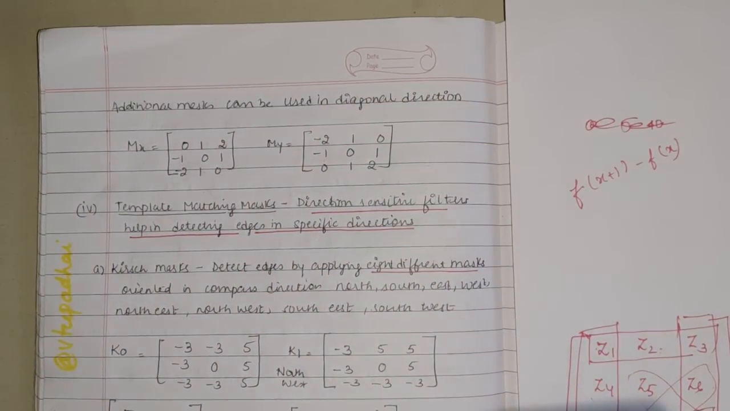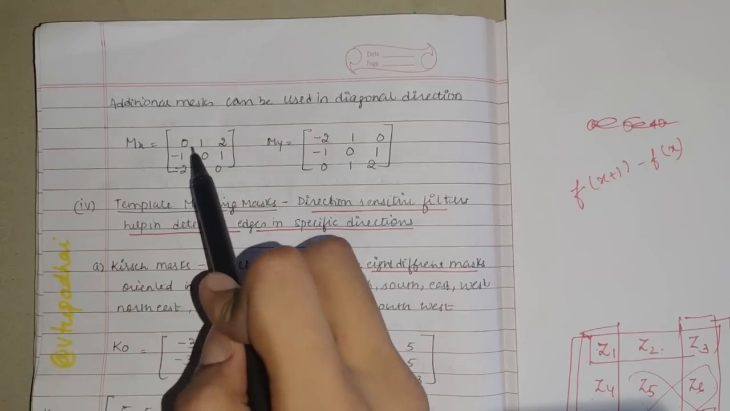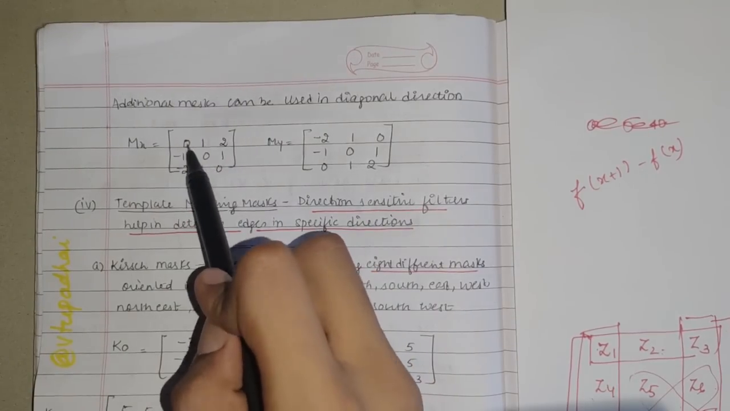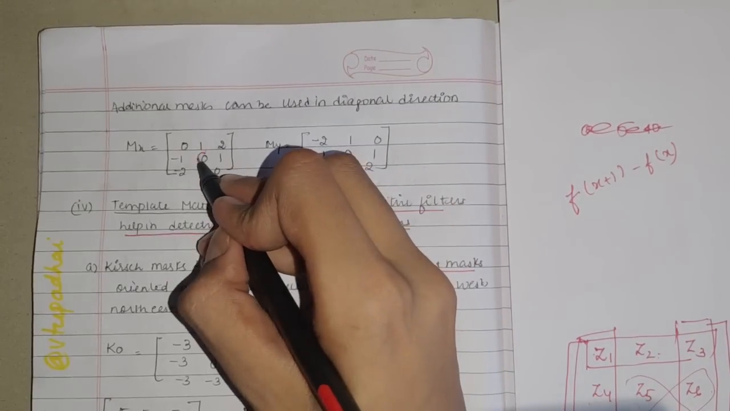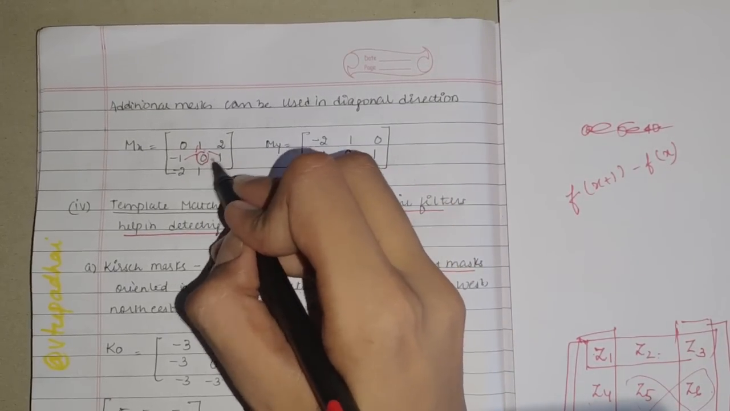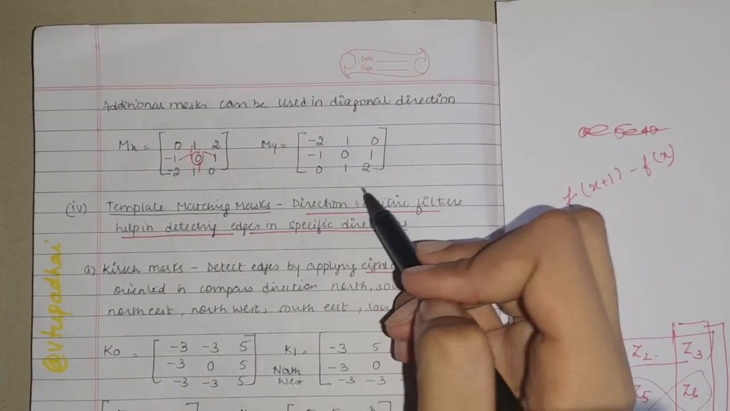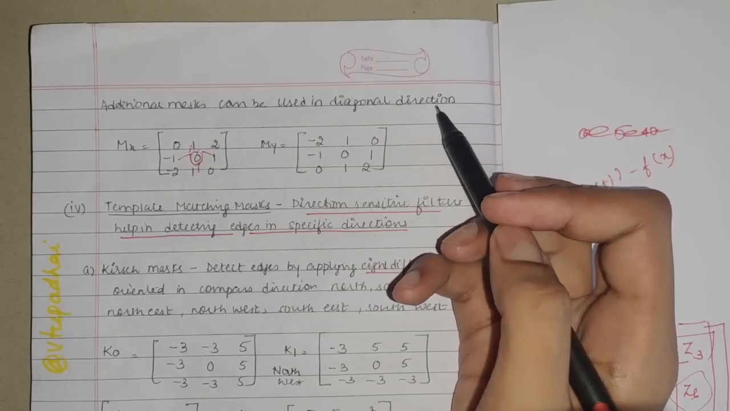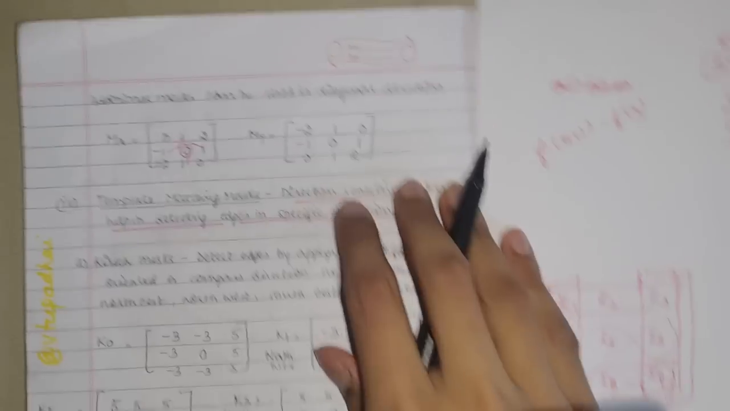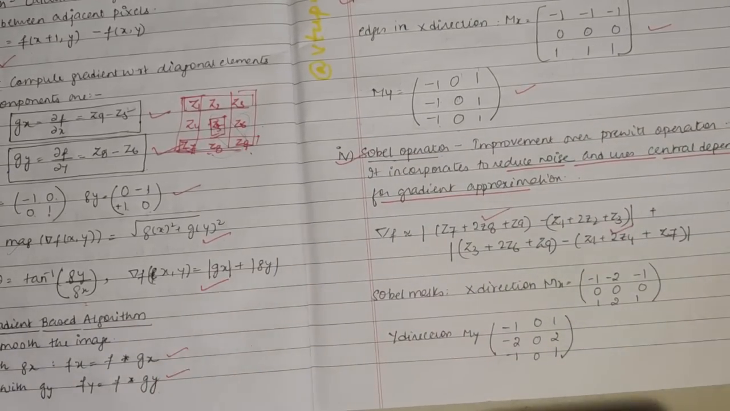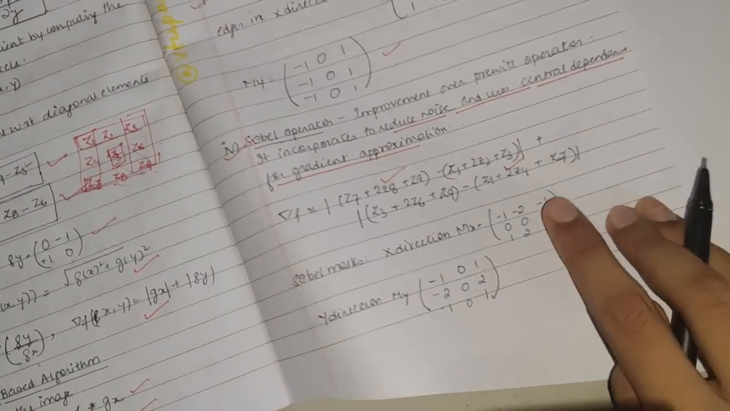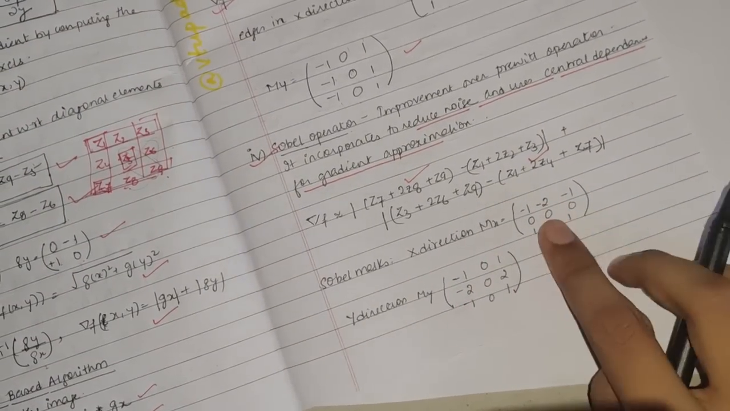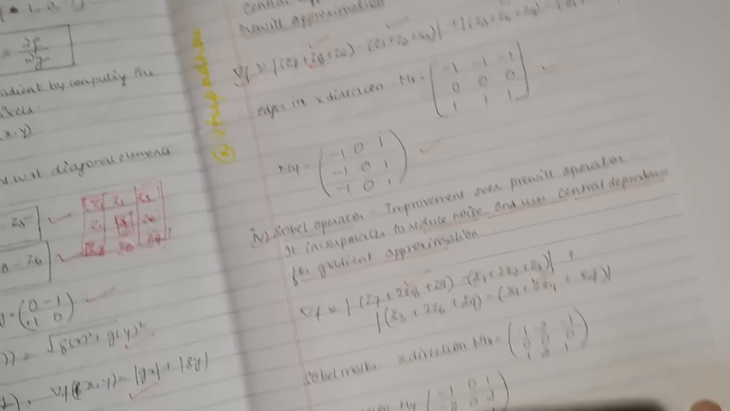Now an additional mask can also be applied in the horizontal direction, for example 0 1 2, −1 0 1, −2 −1 0. Just make sure that if the 0 is the central pixel, you have all these common elements at the same time. The same goes for My. It's just an additional mask, guys. The main thing you have to remember is the Mx and My. This Mx and My matrix you have to write when it comes to the Sobel operator.